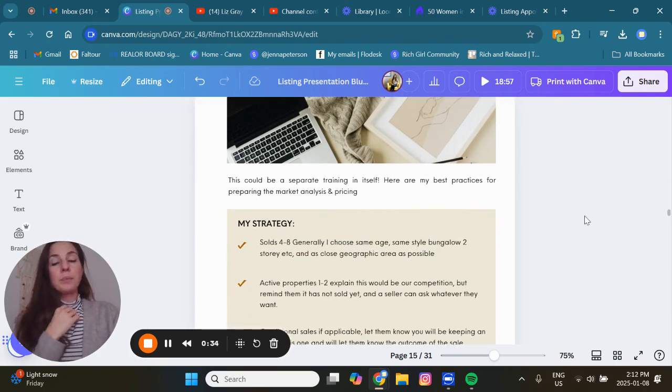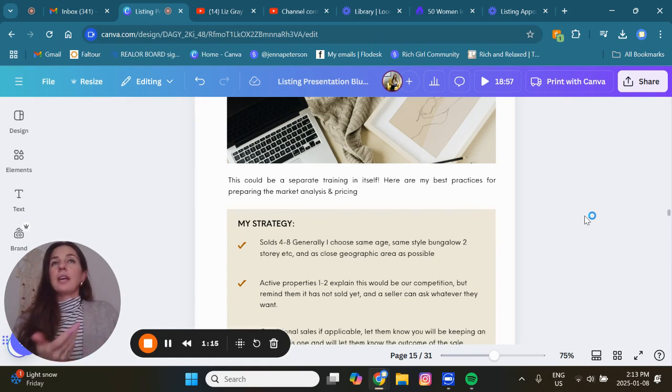Okay. So what you want to do is choose homes that are as close as possible in their age, style, and location. The time it sold also, of course, matters too, but I find it's easier to do an adjustment on timing than it is to do an adjustment on age, style, location. So for sold properties, the better they are, the closer they are, the fewer you need.